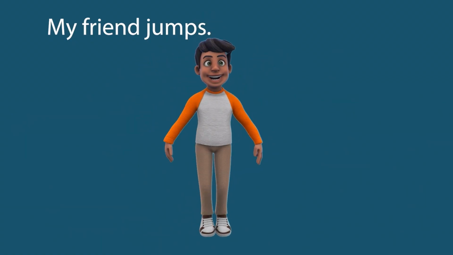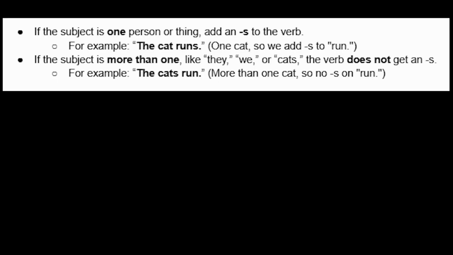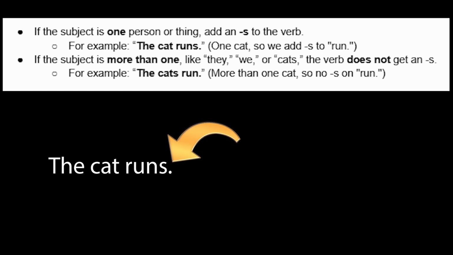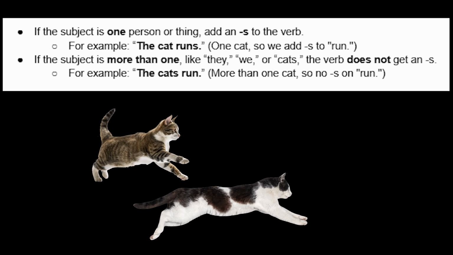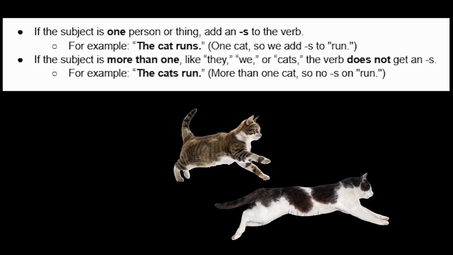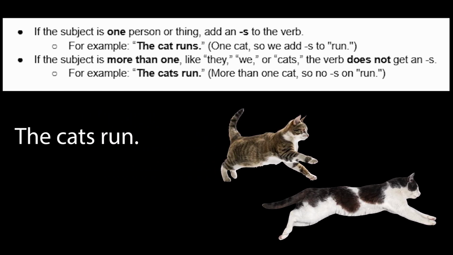How do they agree? The subject and the verb have to match or agree to make the sentence sound right. If the subject is one person or thing, add the S to the verb. For example, the cat runs. One cat, so we add S to run. If the subject is more than one, like they, we, or let's say cats, the verb does not get an S. For example, the cats run. More than one cat, so no S is necessary on the verb run.